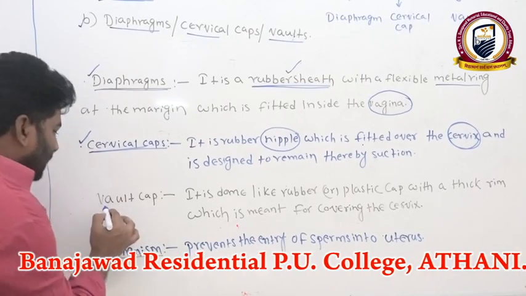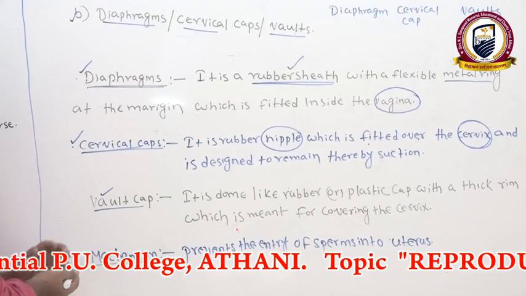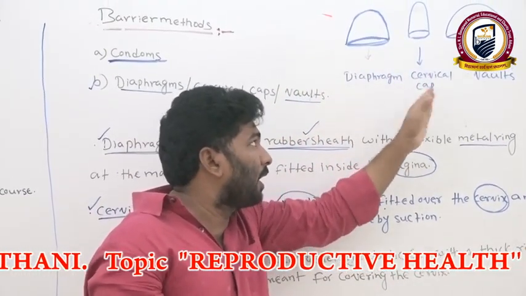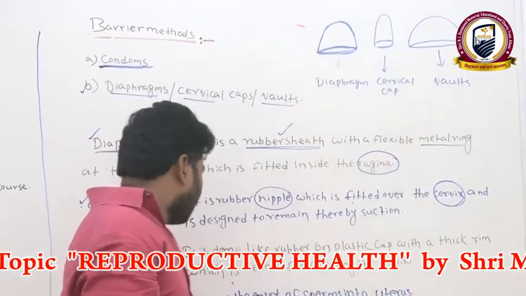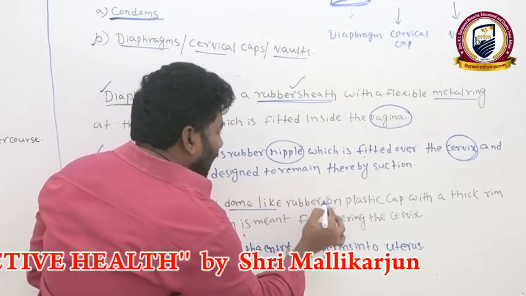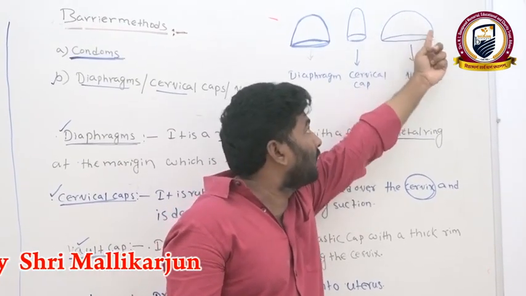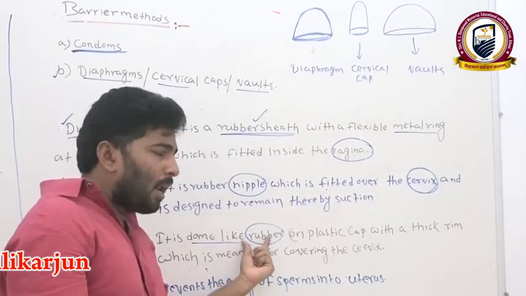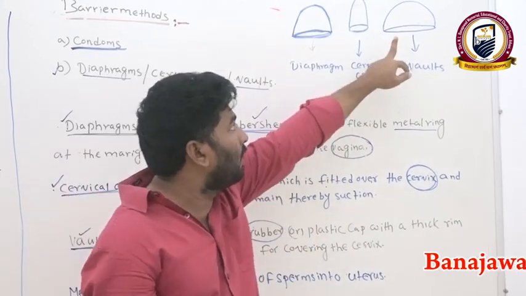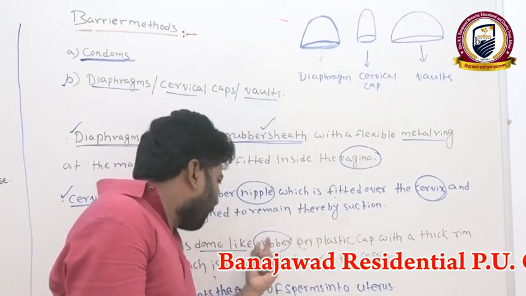Okay, fine. Now we can see the last one, that is the Volt cap. The Volt cap is a little different from the diaphragm and cervical cap, though there is not much variation among these. Volt cap is a dome-like rubber or plastic cap. We can see that dome-shaped structure here. Sometimes we get this one in a slightly hard plastic also.